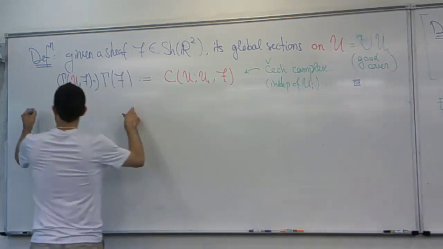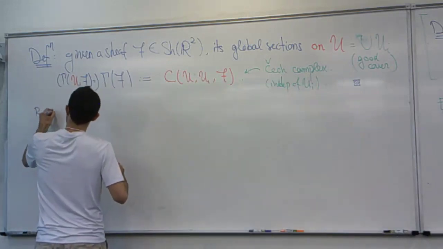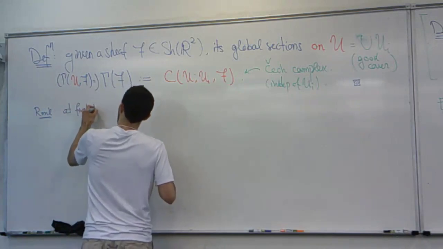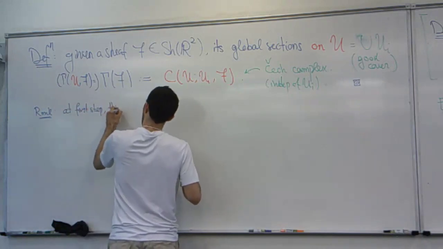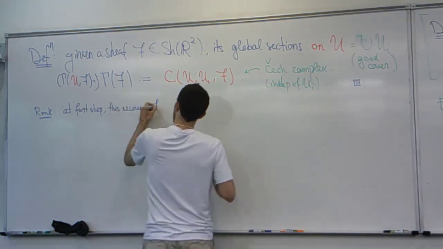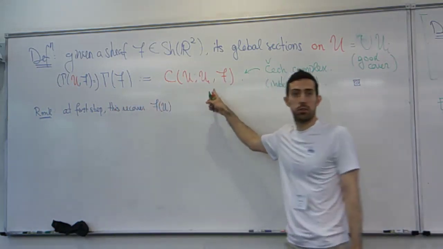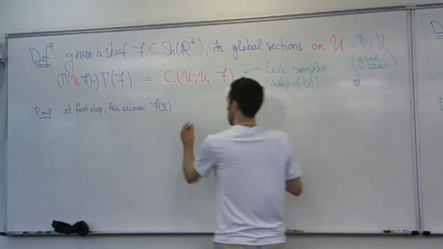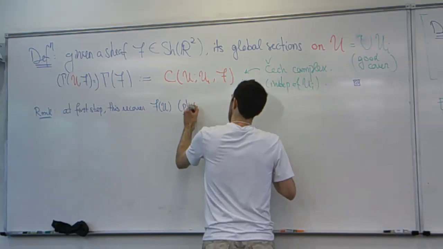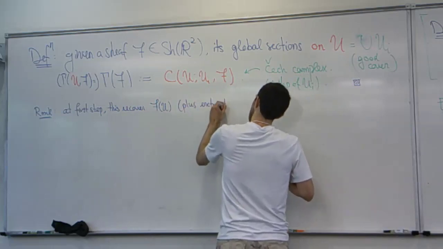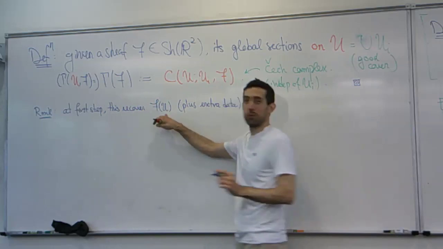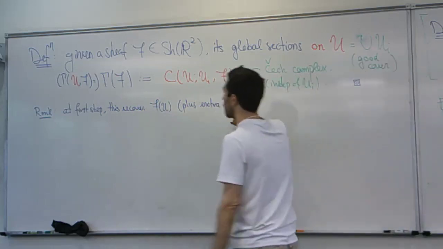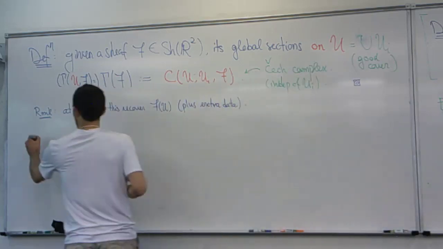A quick remark: at the very basic level, the first step recovers F of U as the zeroth homology of this complex, but it has extra data. Like a basic classical fact. There's a sense in which you could say these should already be derived sections. Okay, so let me do examples really quick.